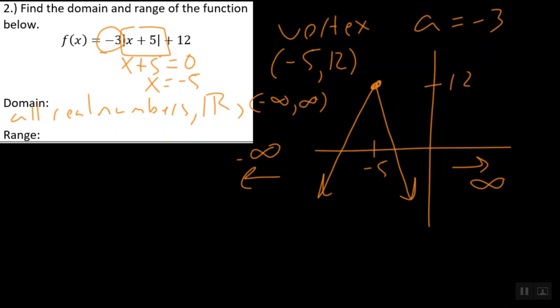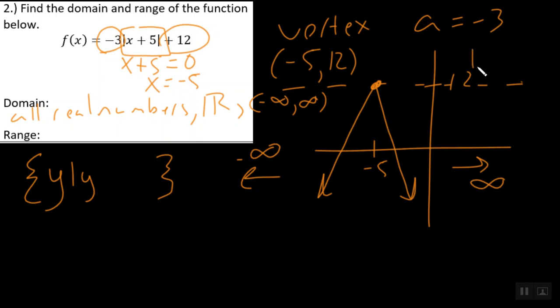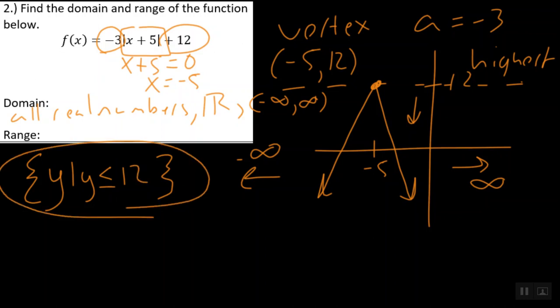Now let's talk about the range. The range is usually a little bit trickier. We write y such that y, and we're really saying, well, our k value is 12. Is 12 the highest value or the lowest? And since 12 is the highest value or the maximum, we're really saying that y is everything below that. And the way we say below 12 is less than or equal to 12. Alright, pause the video, finish taking notes. Let's move on to example number 3.